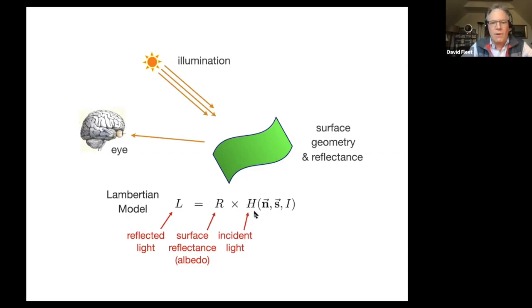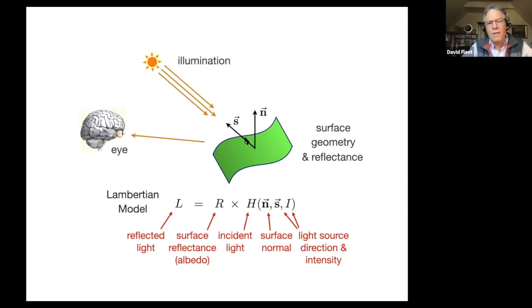So there's a certain amount of incident light, and the amount of incident light itself depends on the orientation of the local surface, and it depends on the direction of the light source. So it depends on the angle between N and S, and it depends on the intensity of the light source. The more the intensity of the light, the more light is reflected to the eye. And the lighter the surface, or the higher the albedo, the greater the fraction of light that is incident on the surface actually gets reflected back to your eye.